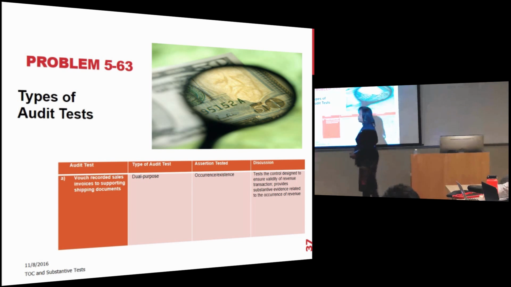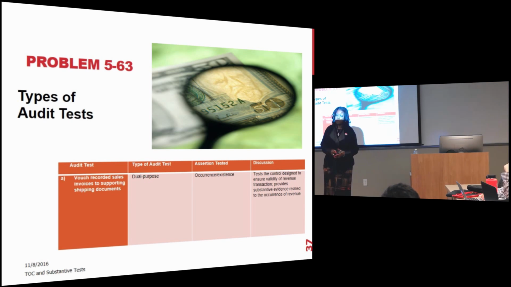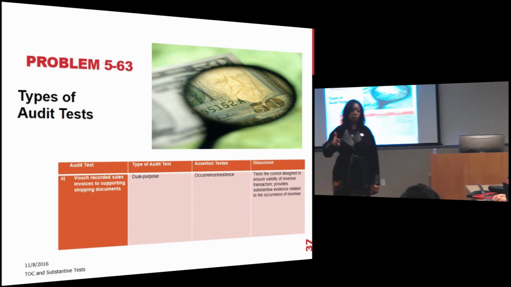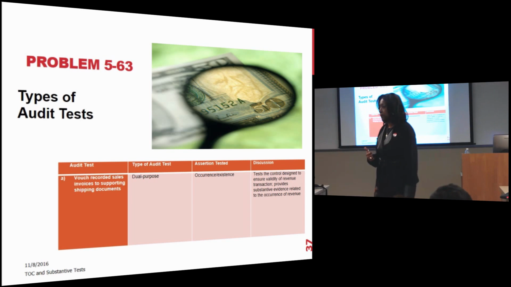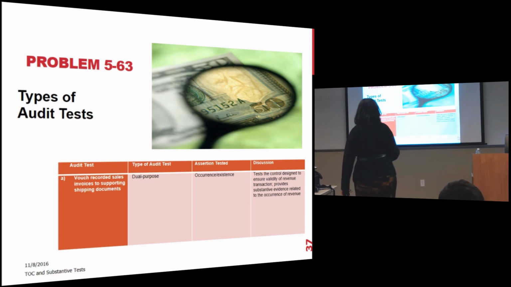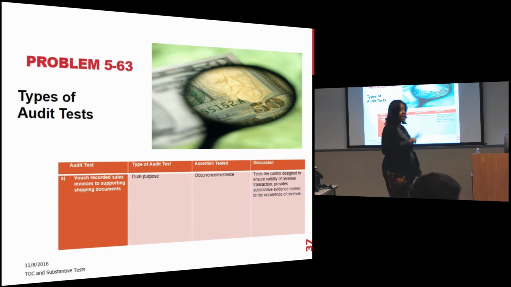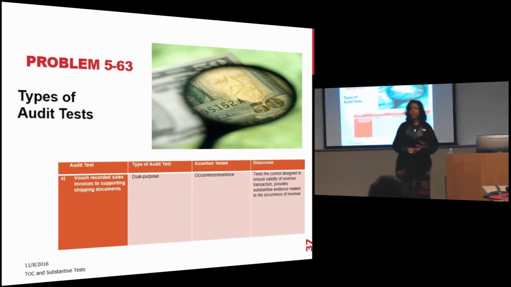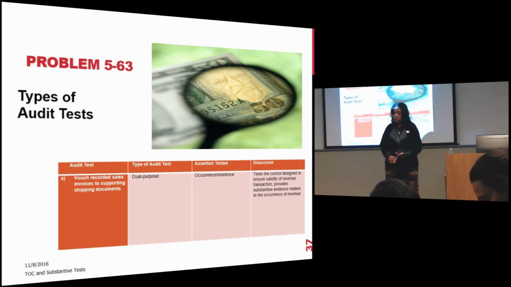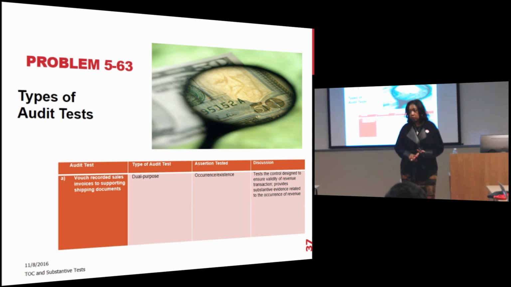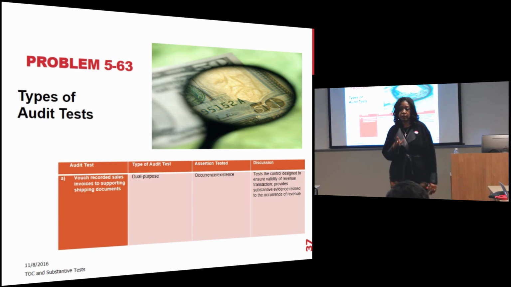What we need to do is identify the type of audit test. If you remember, the types of audit tests that we have are tests of controls and substantive tests. And within substantive tests, we have three types: test of transactions, substantive test of account balances, and analytical procedures, right? Those are the three types of substantive tests that an auditor can perform.